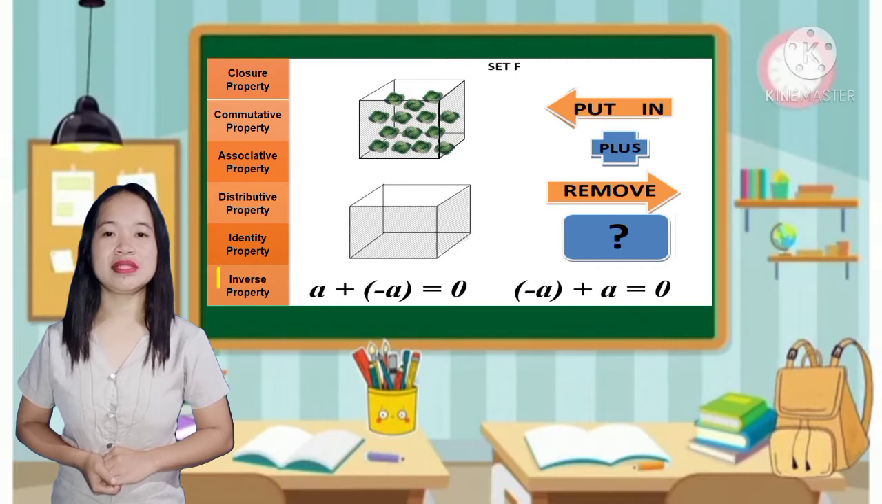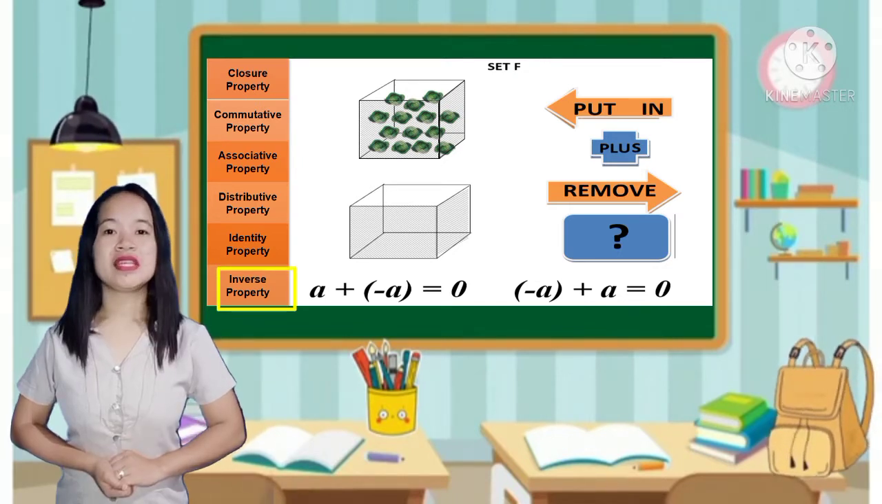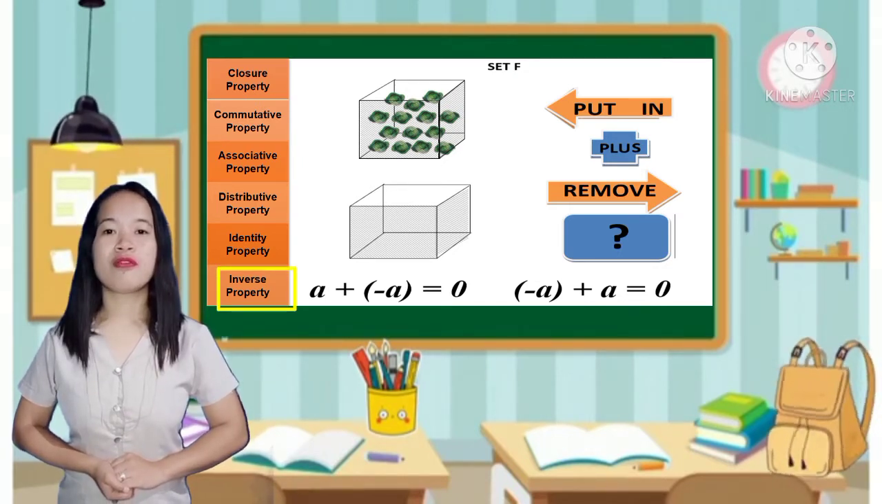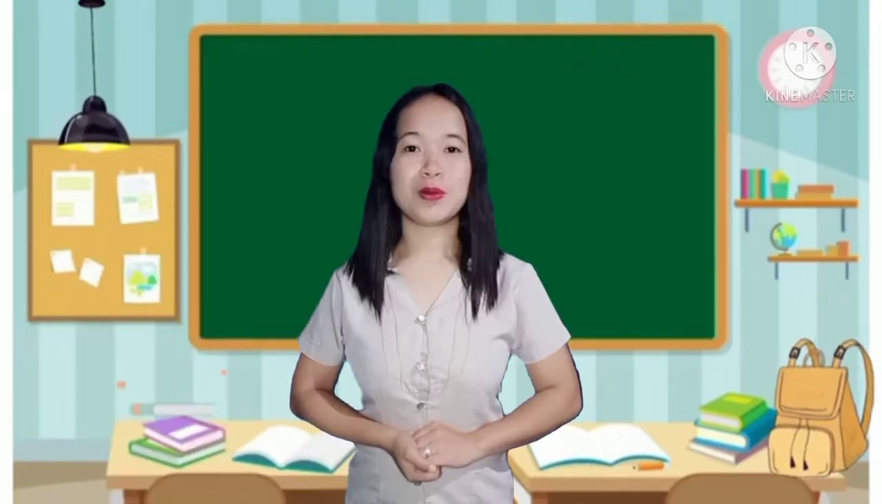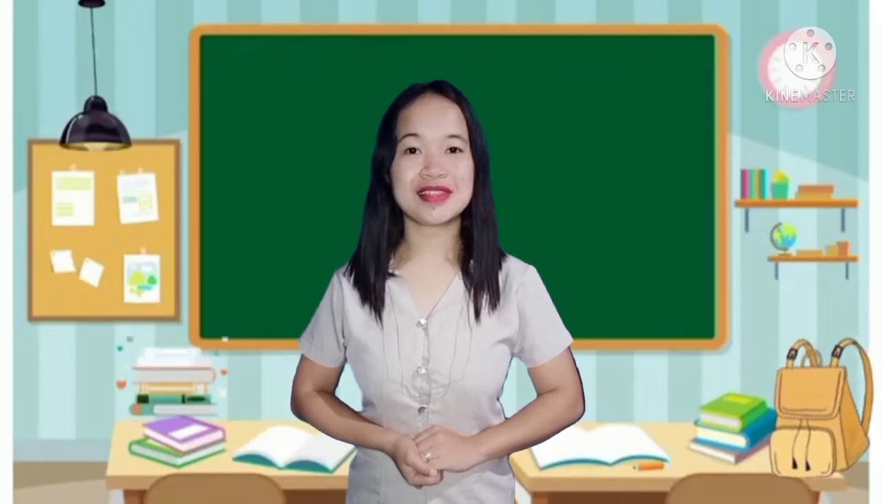The answer is inverse property. As you can see in the picture, 14 cabbages inside the box is added to an empty box. So, did you get the correct answers?